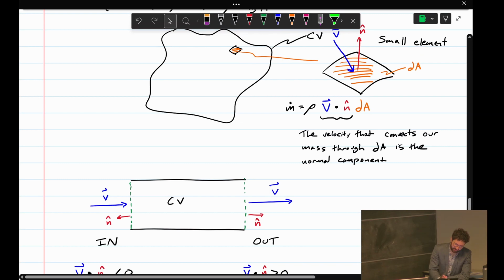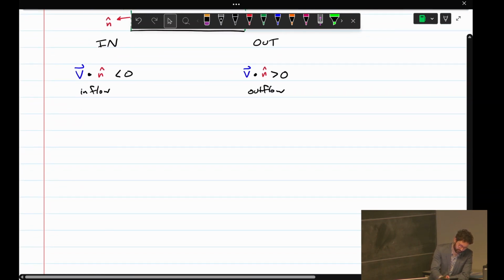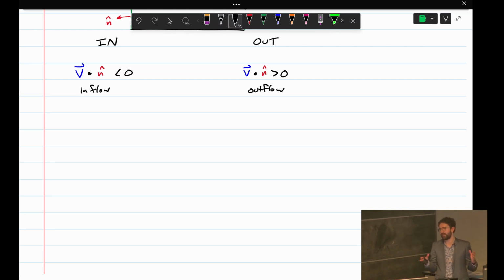So we can now calculate a very small mass flow rate over our control surface. In order to calculate the total mass flow over all the control surfaces, we have to sum over infinitely many small areas, which is what a double integral is, an area integral.